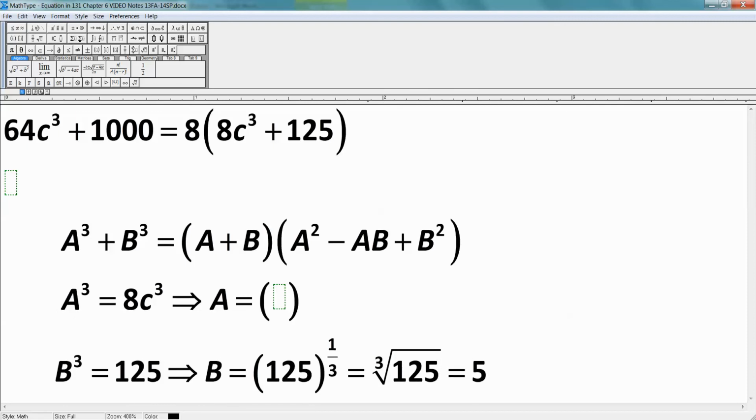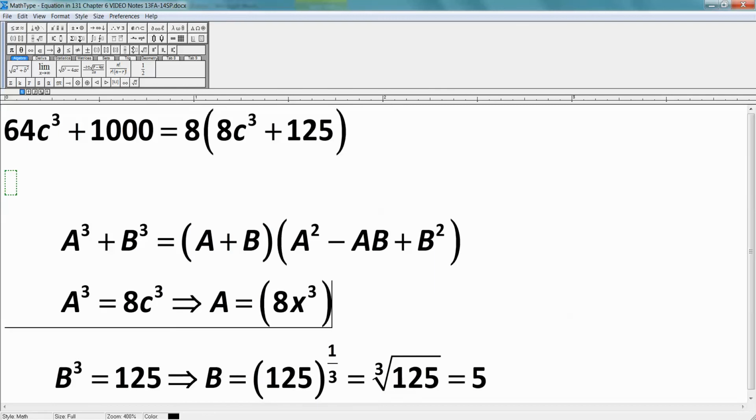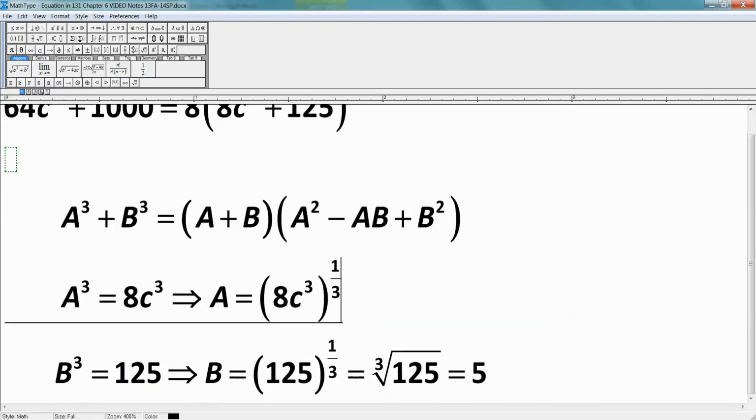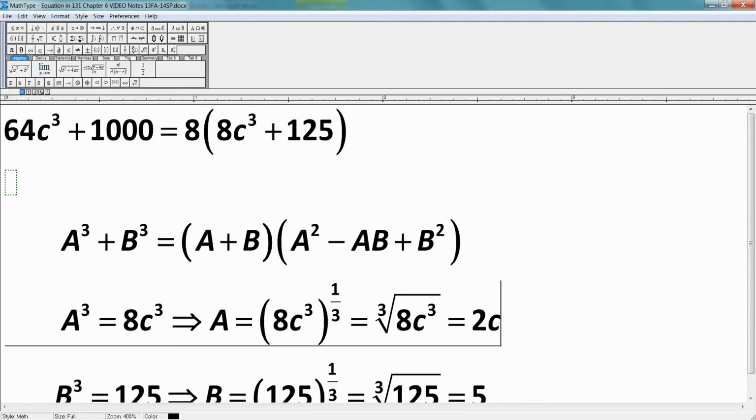And then the other one is 8c cubed, not x cubed, sorry. Those buttons are right near each other. 8c cubed to the 1/3, and that would be equal to the 3rd root of 8c cubed. Again, you don't have to show both of those, just pick one of them. It doesn't matter which one, whichever one you're more comfortable with, and it'll be 2c. Okay, so now I've got my a and I got my b.